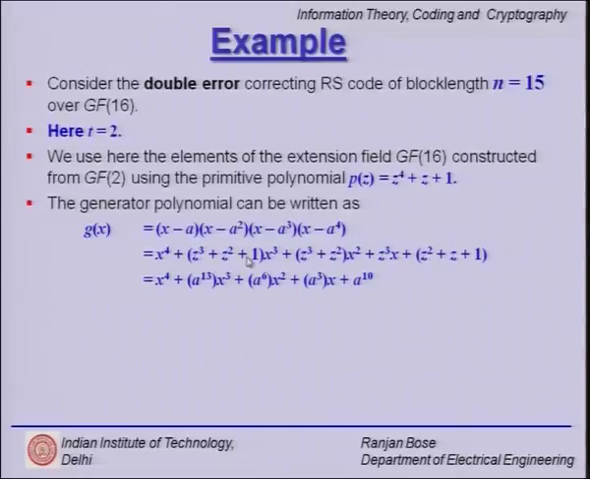This should yield to us the g(x). So, we can write it out in terms of alpha and alpha powers, and therefore, this is x raised to power 4 plus alpha raised to power 13 x cubed plus alpha raised to power 6 x squared plus alpha raised to power 3 x plus alpha raised to power 10. This is the generator polynomial for a double error correcting Reed-Solomon code.